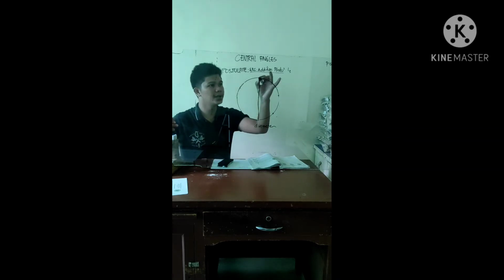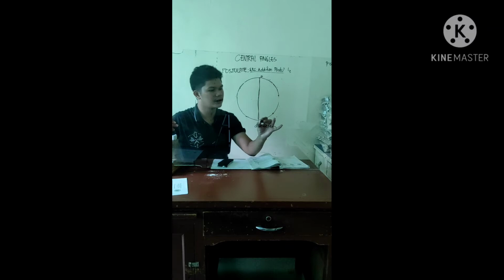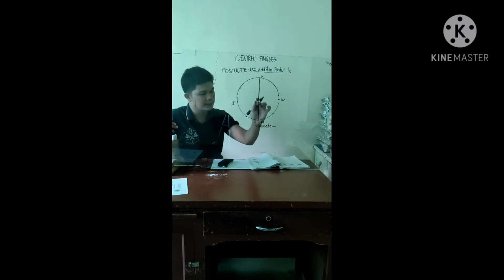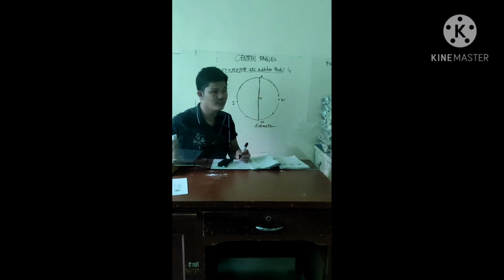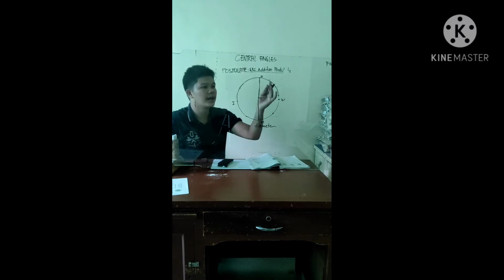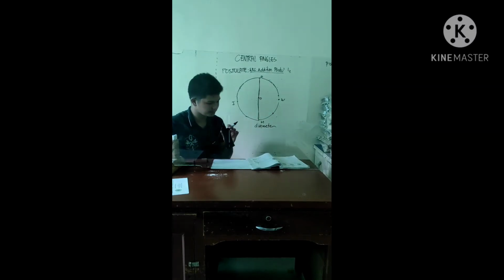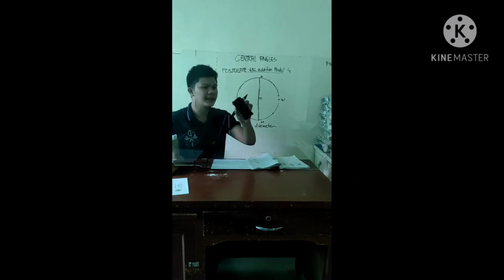Okay? So, we have the diameter D, and we have the points I at saka W. No? Si line DM, or yung ating diameter na DM, ang kanyang dalawang semicircle are DIM at saka DWM. Okay? Next.